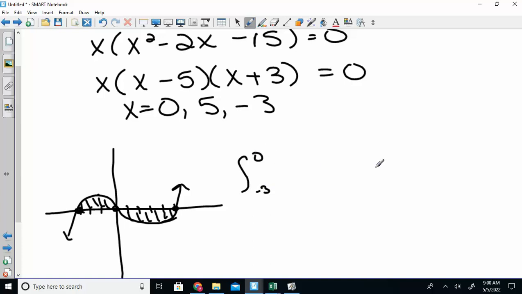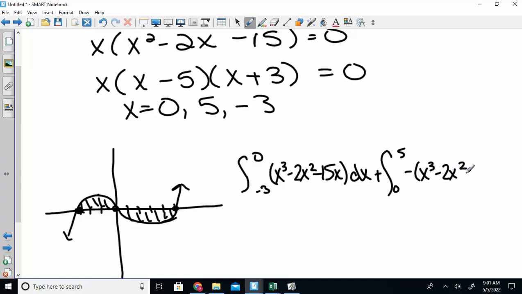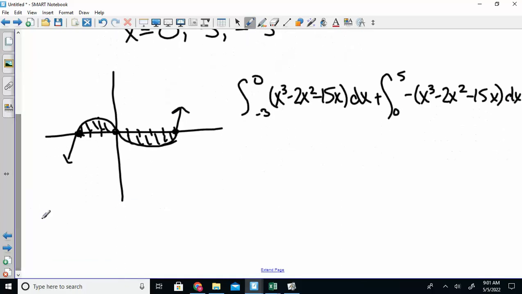So we're going to go from negative 3 to 0, and then we're going to go from 0 to 5. Between negative 3 and 0, the graph was above the axis, so we're just integrating our function. Since this is below, what would you need to do? Is everybody with me so far? Making corrections as needed?